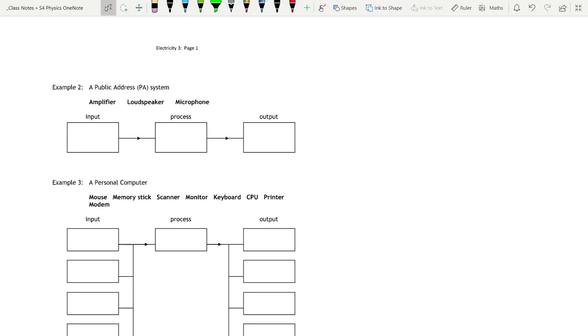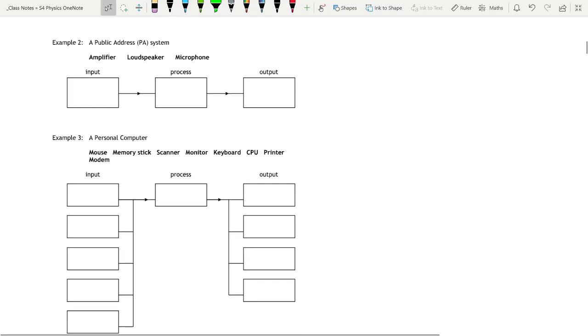So another couple of examples here. So we've got a public address system, so a PA system, which is basically you speak into a microphone and you hear it 10 times louder, so you can address people at the back of a room. Okay. So for this one, the input would be your microphone because you're speaking into it. So microphone, I'm just going to shorten it to mic for ease of writing. The process is the amplifier, so the thing that makes it louder. And the output is, of course, the loudspeaker.